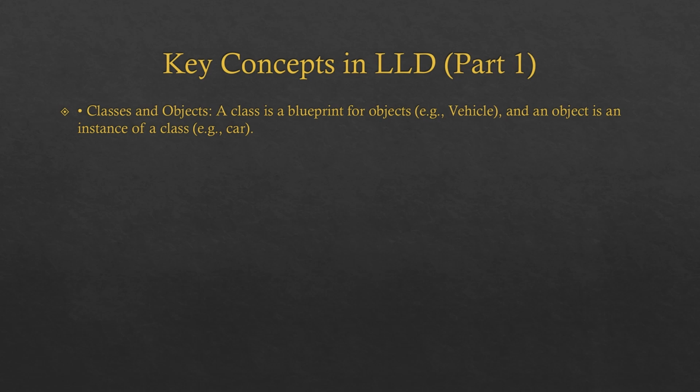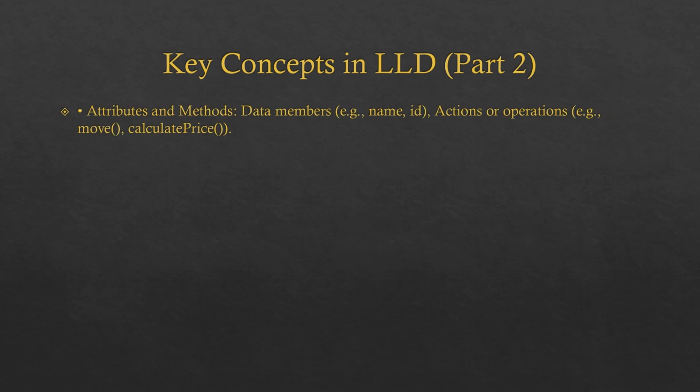In LLD, the most fundamental concepts are classes and objects. A class is a blueprint for objects, which are individual instances of that class. For example, a car class could have car objects like sedan or SUV. LLD also involves attributes and methods. Attributes are the data members, such as the car's color or speed. Methods represent actions that can be performed, like accelerate or brake.